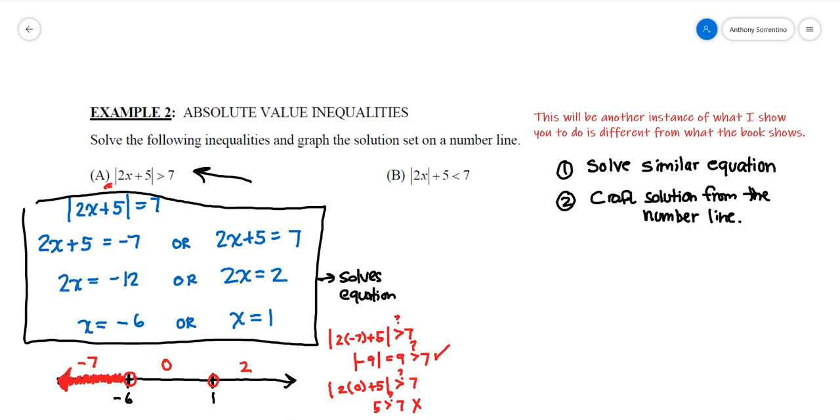Lastly, I'm going to use the 2. The 1 was what we took care of. So 2 times 2 plus 5. Is that greater than 7? Well, 2 times 2 is 4, plus 5 is 9. The absolute value of that is 9. Is that greater than 7? Yeah, it is. So 2 makes the original inequality work, and therefore anything in the same region as 2 should also do the same.